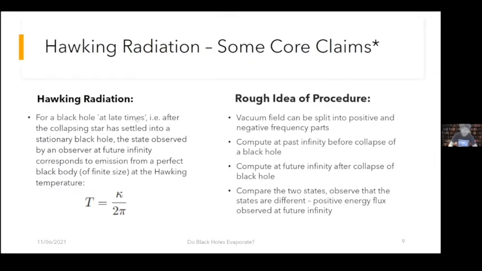Right. So for black holes, supposedly at late times, notably late times means collapsing stars settle into a stationary state, and then you observe Hawking radiation from this stationary black hole, corresponding to emission from a perfect black body at the Hawking temperature, which is here. And the usual procedure is you take space-time, define a vacuum field at future infinity and past infinity, split them up, and then compare how they look before and after the collapse of a black hole. Then you compute the differences and find the Hawking radiation arising from near the horizon.